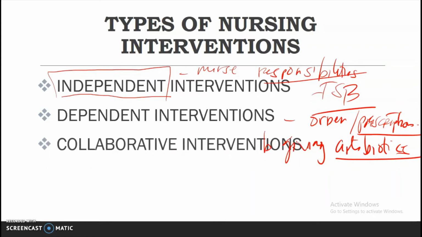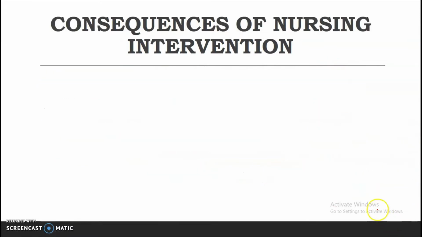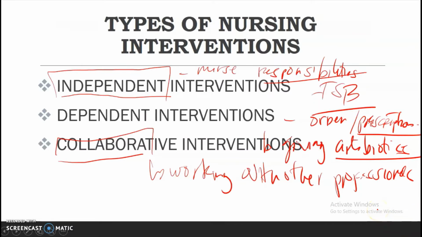The third one is collaborative nursing intervention. When I talk about collaborative nursing intervention, the root word is collaborate. It means to say that we are working with other professionals, okay? So let me go back to the previous slides.